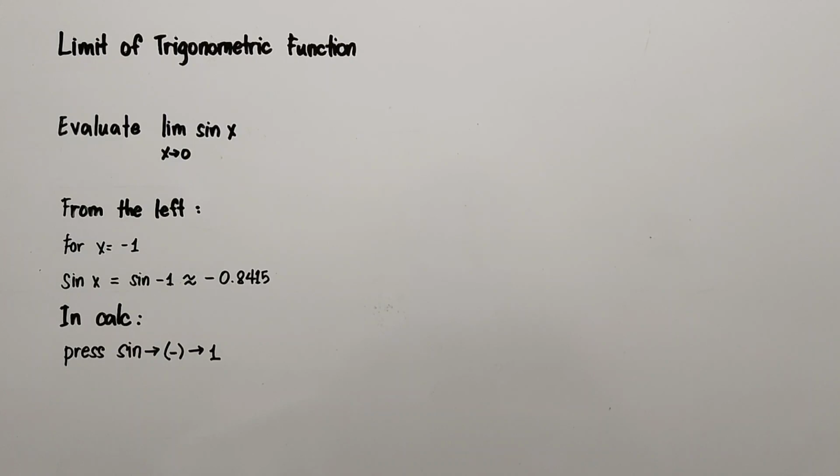To evaluate the limit of sin x as x approaches 0, we will assign values of x from the left and from the right of 0. For x equals negative 1, sin negative 1 is approximately equal to negative 0.8415. In the calculator, just press sin, then the negative sign and 1. Before using the calculator in this part, you need to make sure that the mode is already in radian. Use the same process for the values of x from the right of 0.